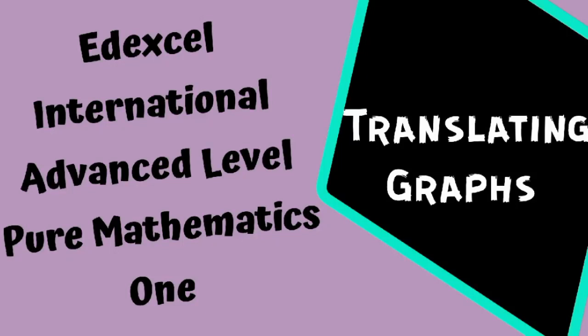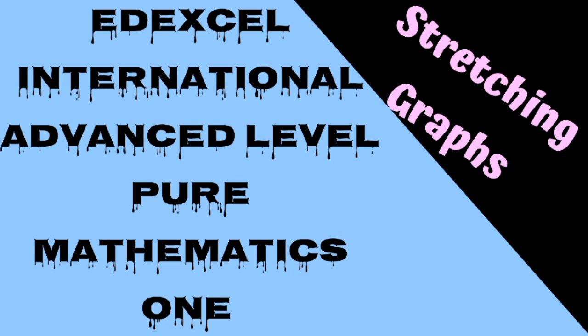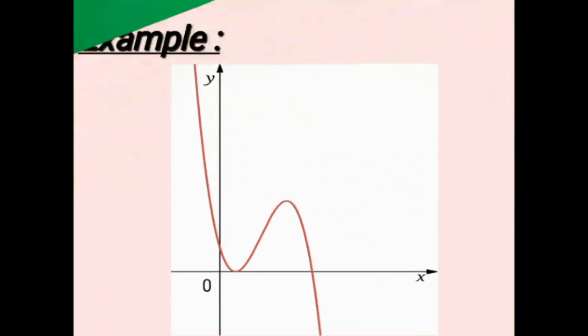In my previous two Pure Maths videos, translating graphs and stretching graphs, we learned how to apply transformations to graphs. Now today, let's take a look at how to transform functions. You can apply transformations to unfamiliar functions by considering how specific points and features are transformed. So first, let's take a look at this example.